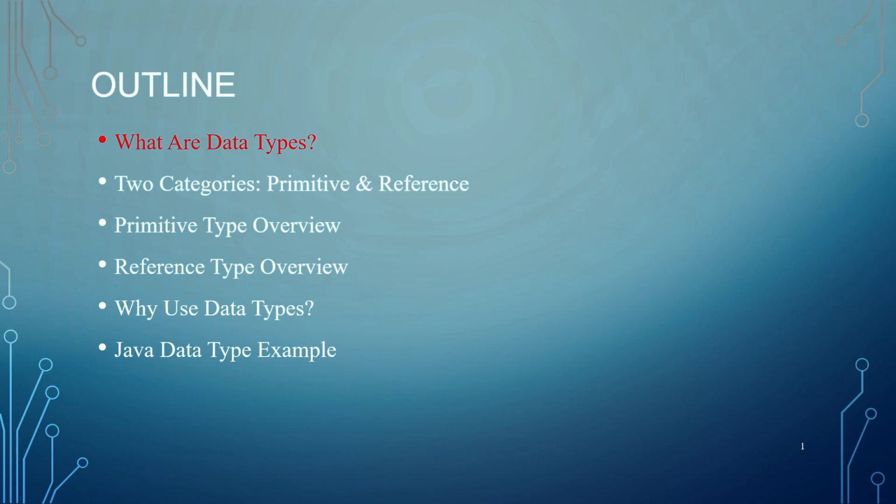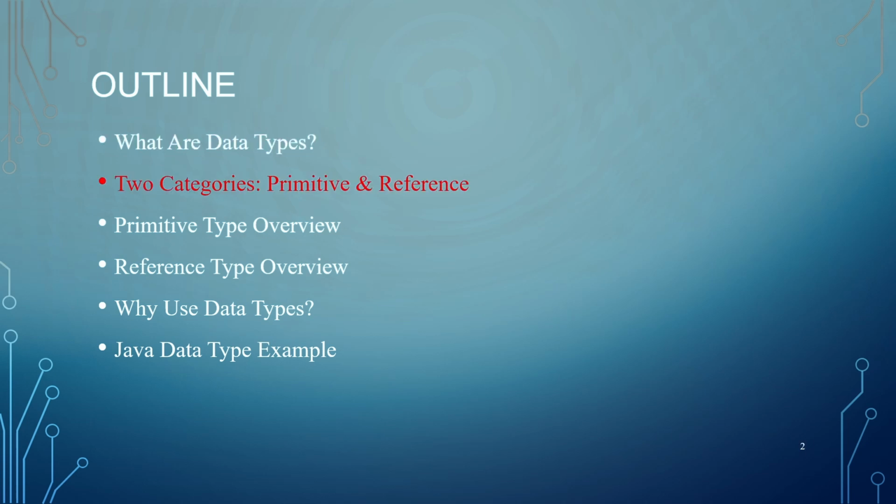In this presentation, I will begin by explaining what data types are and why they are fundamental in Java programming. Next, I will introduce the two main categories of data types, primitive types and reference types, highlighting how they differ in purpose and memory usage.